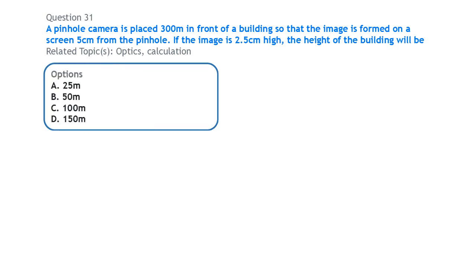A pinhole camera is placed 300 meters in front of a building so that the image is formed on a screen 5 centimeters from the pinhole. If the image is 2.5 centimeters high, the height of the building will be?